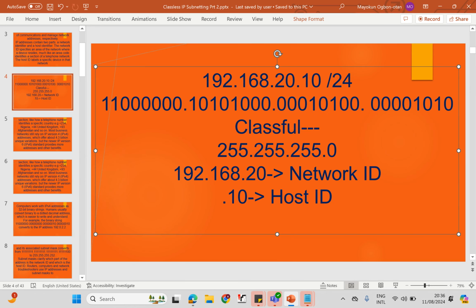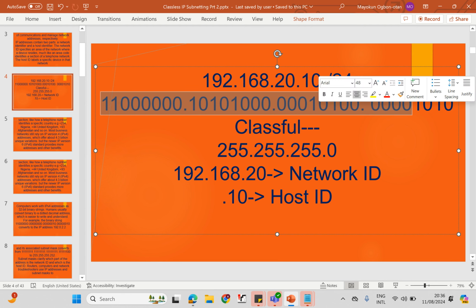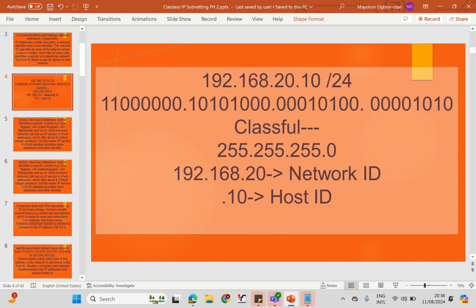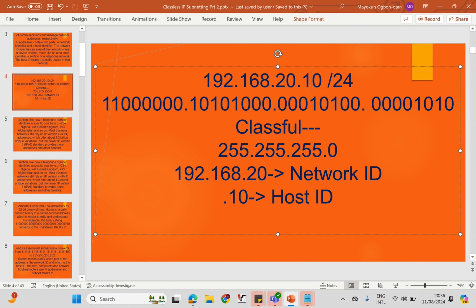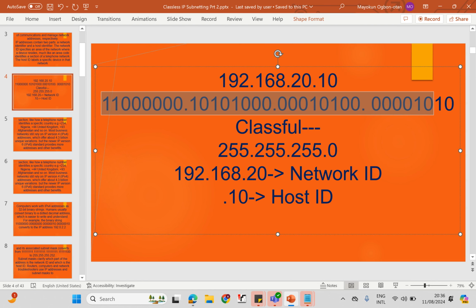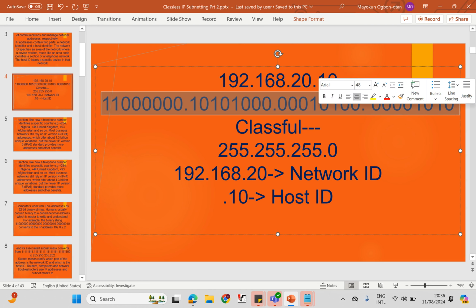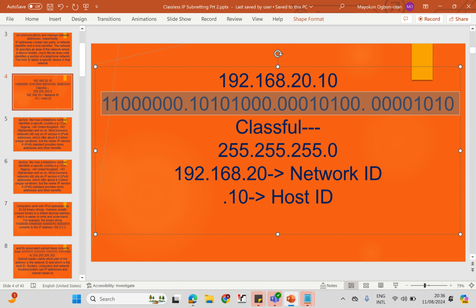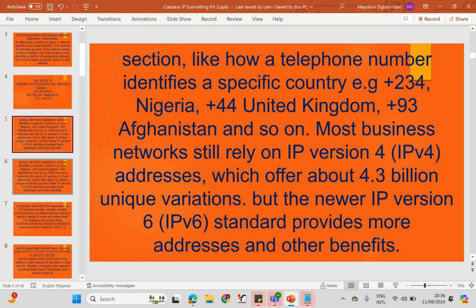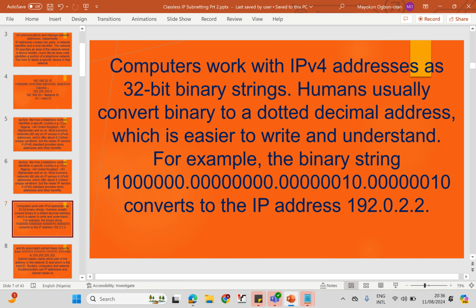So this is the binary format. This is the format that the computer will understand as this IP. So 192.168.20.10 is equivalent to this. Do we understand what we are saying here? Hello? All right. Thank you.